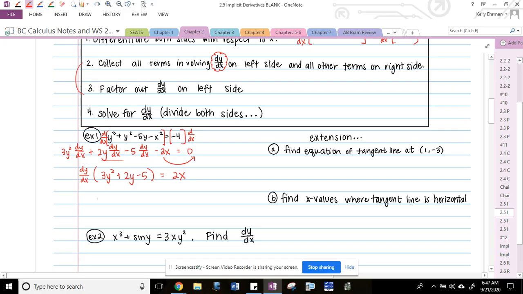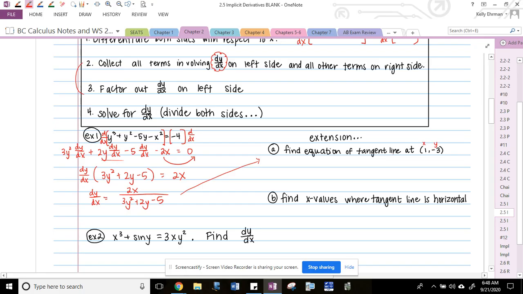You can divide by this entire quantity. dy/dx equals 2x divided by 3y squared plus 2y minus 5. This is still a formula for the slope of a line tangent to the curve, y equals whatever, tangent to the function, at any given point. And since we have x's and y's in here, when we have an ordered pair, we need both the x and the y to be able to plug into this to get the slope.